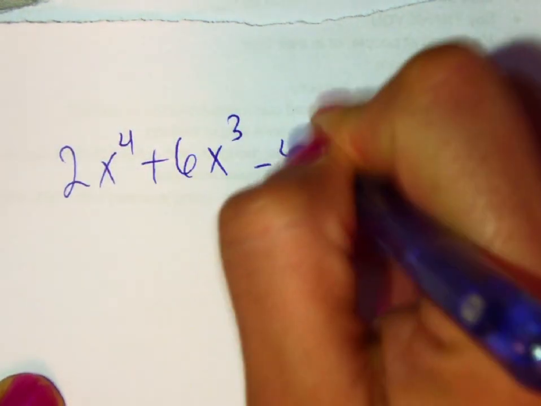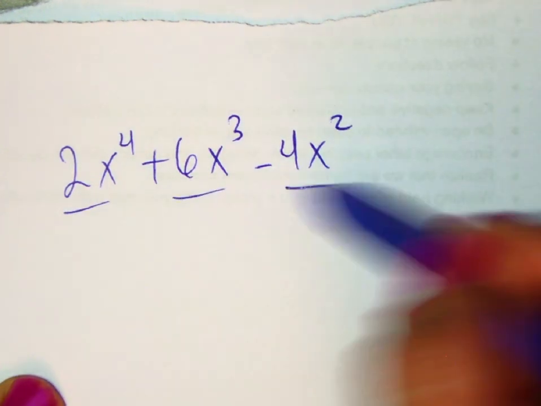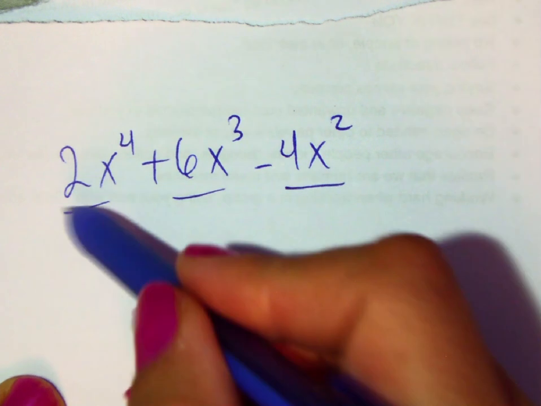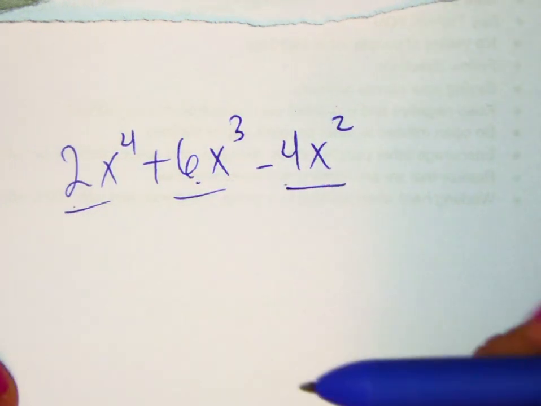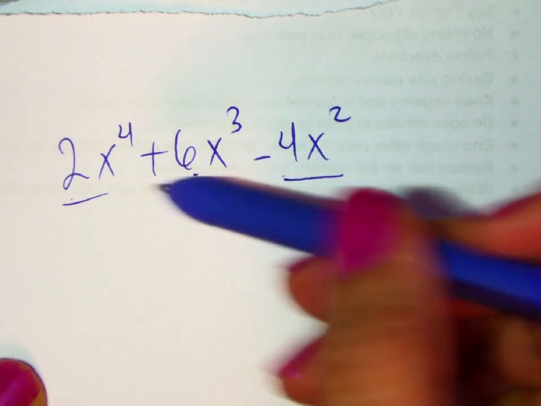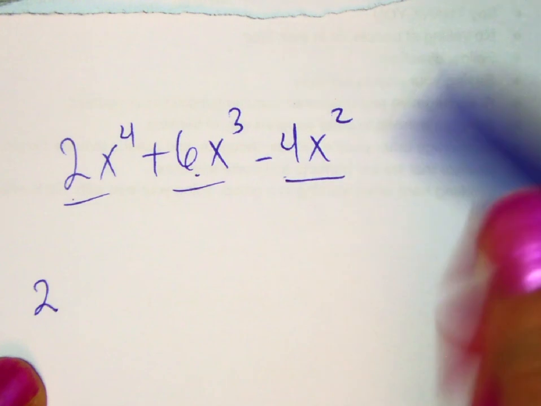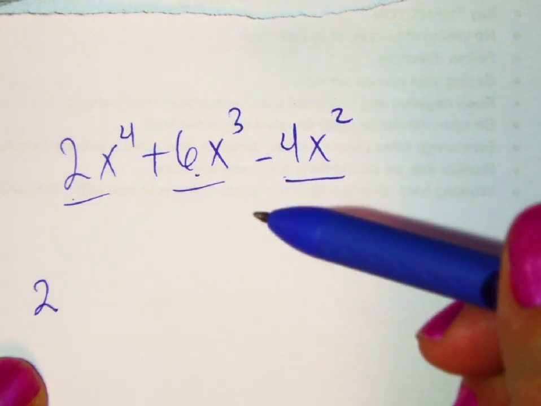Let's take a look at another problem. 2x to the fourth power plus 6x to the third power minus 4x squared. In this one, you have 3 terms, and all 3 have coefficients, 2, 6, and 4. 2, 6, and 4 have a common factor of 2. They're all even numbers. So we're going to use 2 as a GCF for the coefficients.